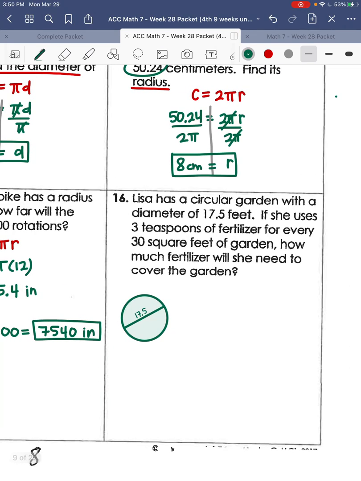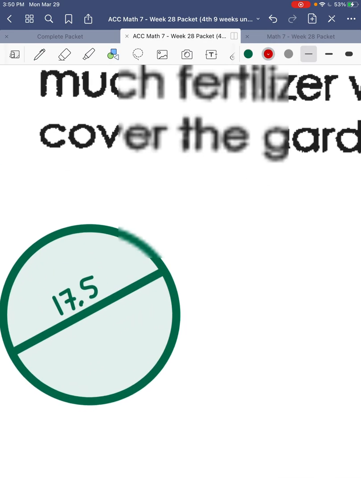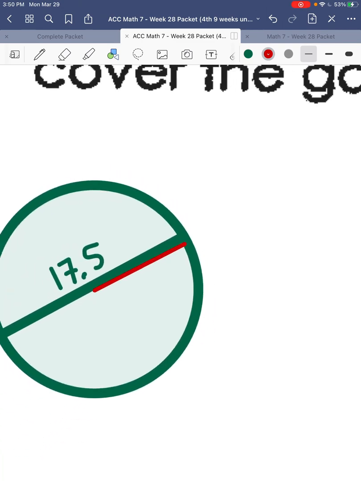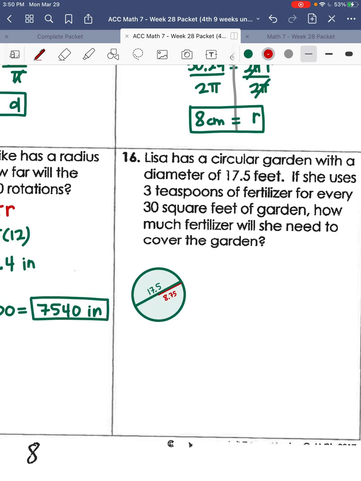Now, let's first find the area. And in order to do that, I don't need the diameter. I just need the radius, right? And the radius is just half of that diameter. So what is half of 17.5? Well, half of 17.5 is going to be 8.75. Okay? So that right there is my radius.